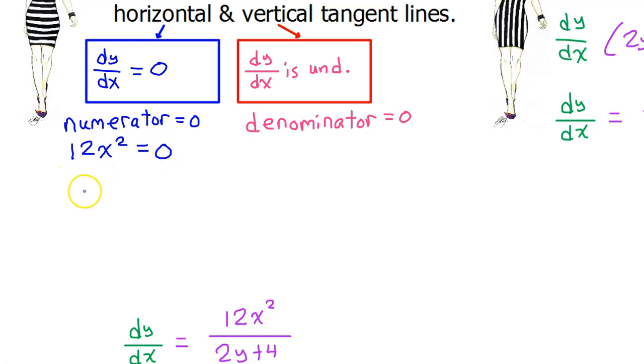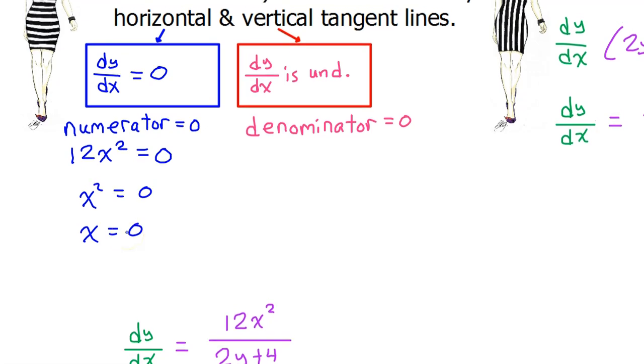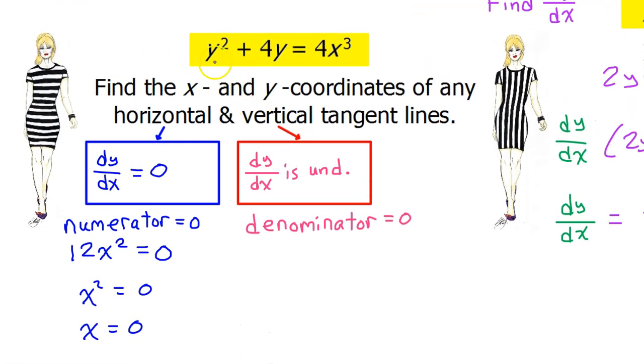Dividing both sides by 12, we get x squared is equal to 0. Taking the square root of both sides, we have x is equal to 0. That's the x-coordinate. What about the y-coordinate? Here's the original equation. If we want the y-coordinate that goes with an x-coordinate, simply plug in the x-coordinate into the original equation and solve for y.